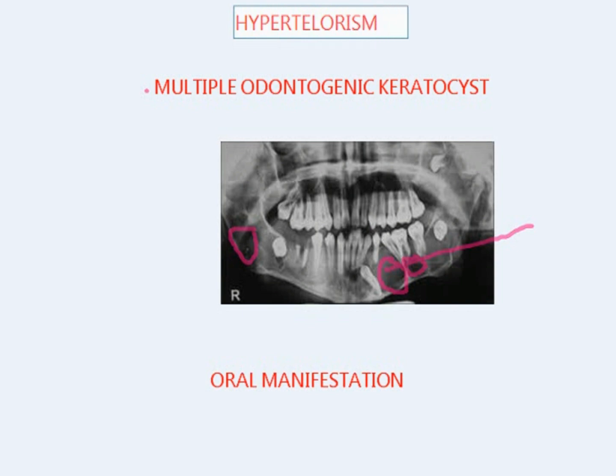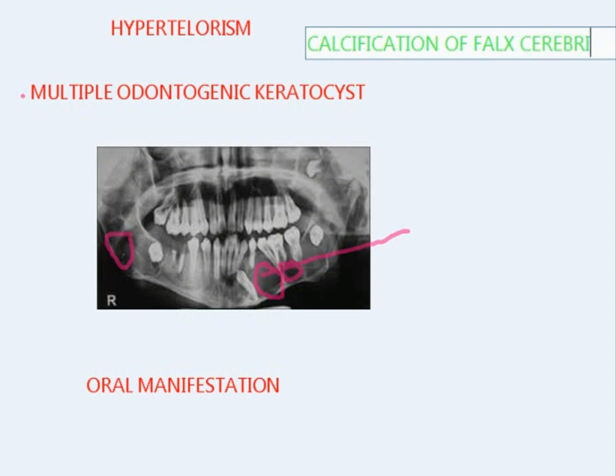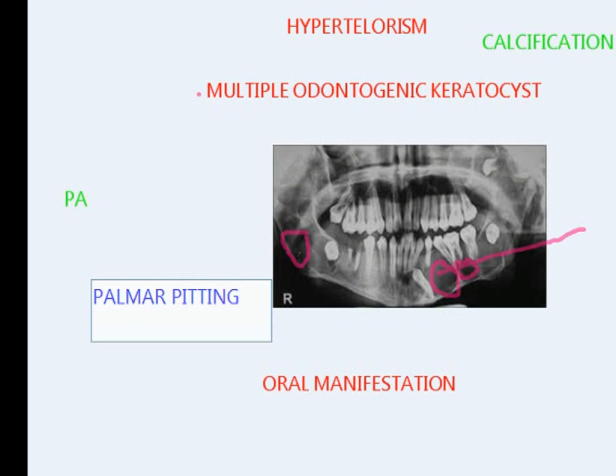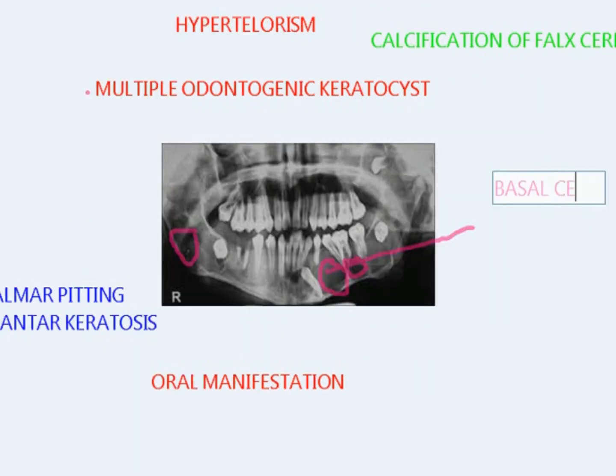There may be hypertelorism. There may be calcification of falx cerebri. There may be palmar pitting, plantar keratosis, basal cell carcinoma. These are the features of basal cell nevoid bifid rib syndrome.